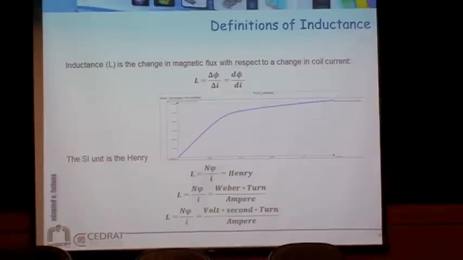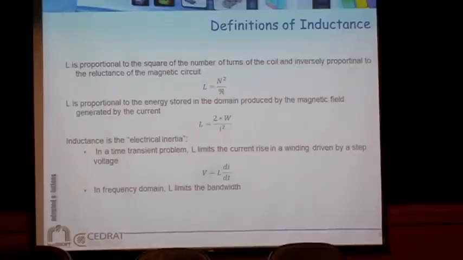The unit is Henry. In fact, inductance is sometimes also referred to as the total flux linkage divided by the current. So it's basically Weber-turns per ampere, the same as the Henry. Or the Nφ can be volt-second-turns divided by amperes. Just to set things here.